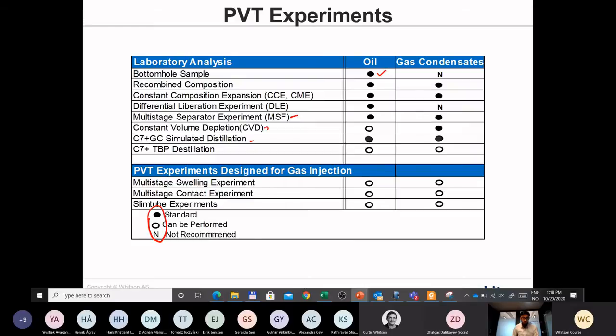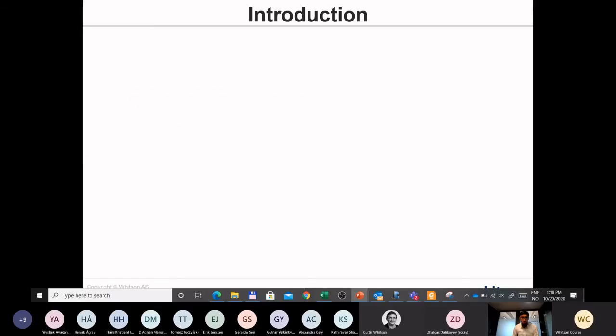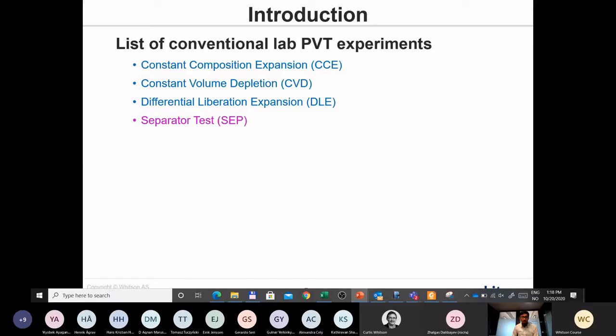Okay, so now we jump to the next slide. Yeah, so the list of the different conventional lab PVT experiments that we're going to discuss: we have the CCE, CVD, DLE, and the separator test. And these three experiments on the top are conducted at the reservoir conditions. So the data that we get from these experiments help us tune the equation of state model to the K values at high pressure and temperature.